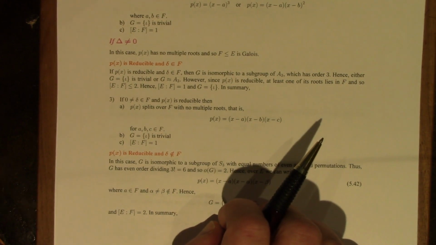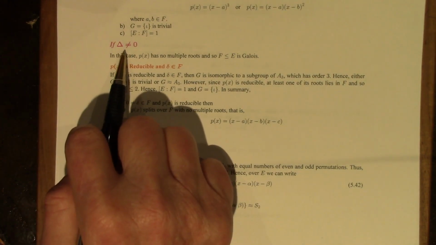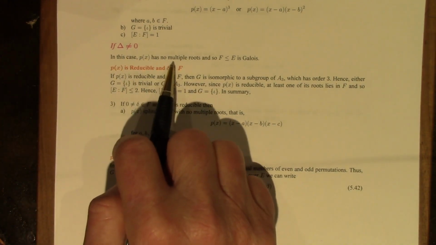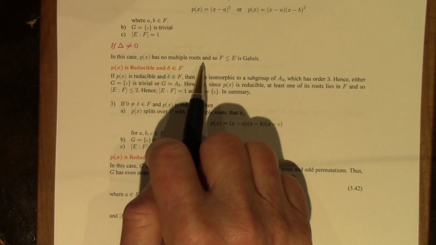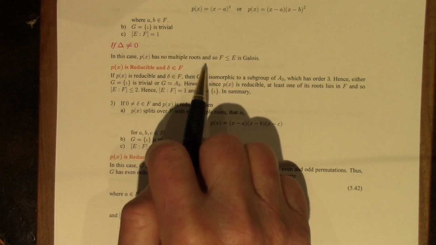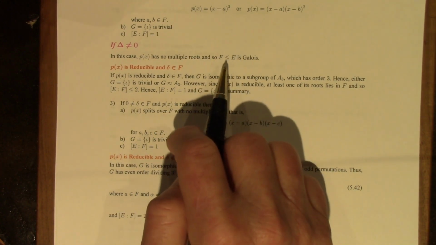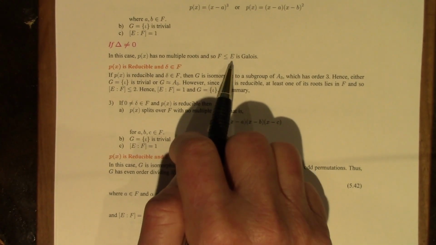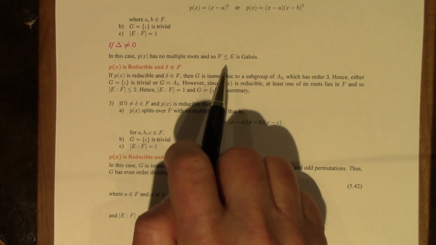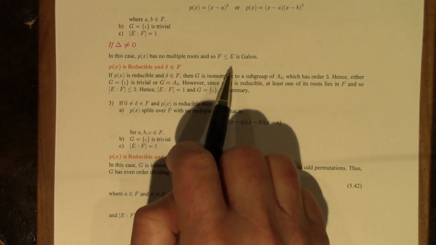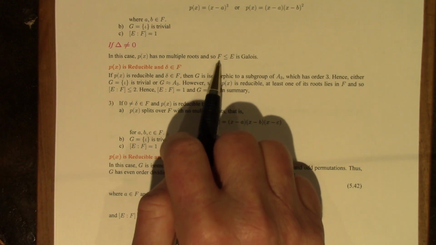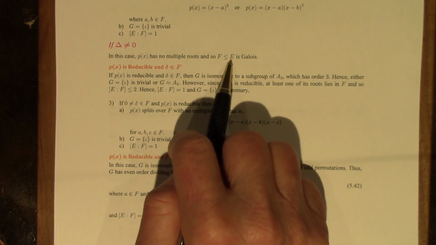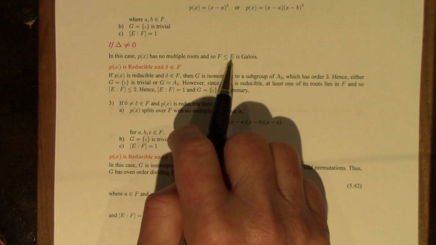Now we come to cases where delta is not 0, so we have no multiple roots. P of x is either separable or a product of separable polynomials. In any case, the extension here now is both normal and separable, so it's Galois.